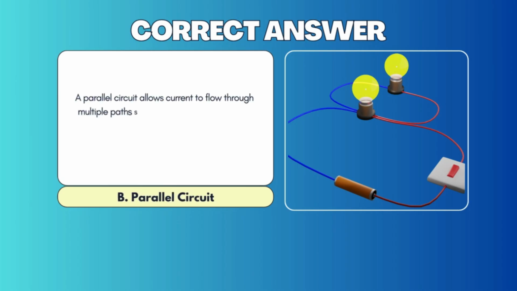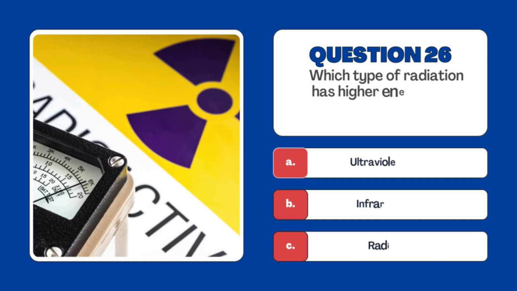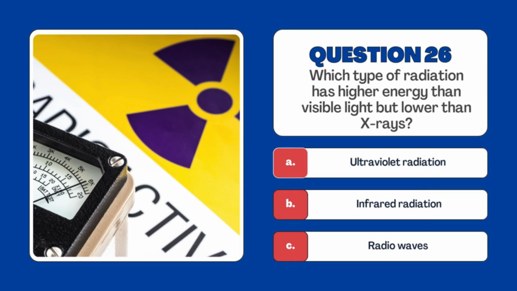The correct answer is B. Parallel circuit. A parallel circuit allows current to flow through multiple paths simultaneously, meaning if one path fails, others can still operate. Question 26. Which type of radiation has higher energy than visible light but lower than X-rays?